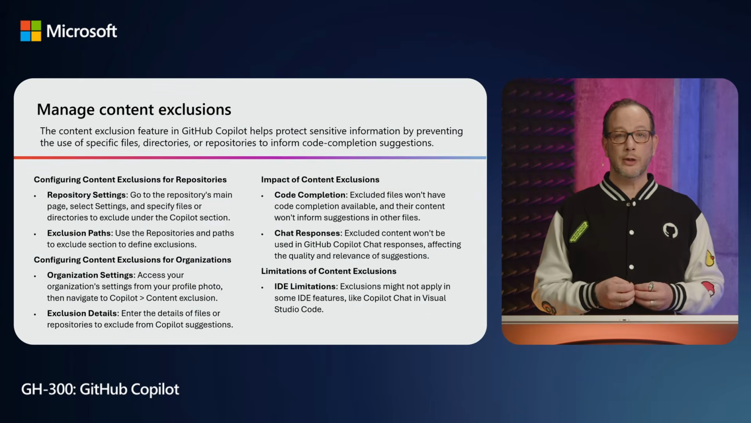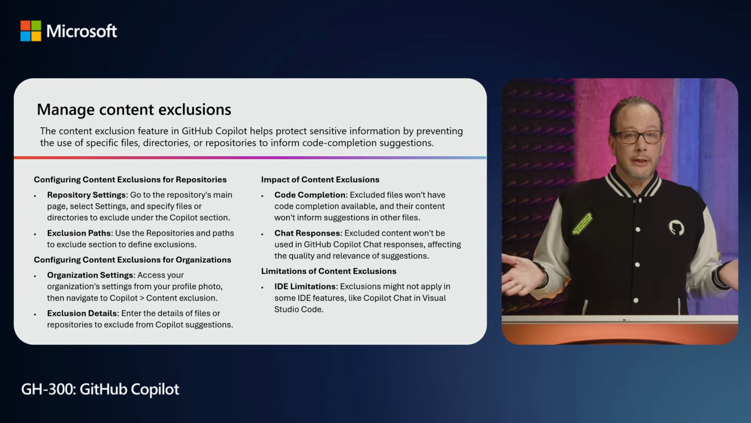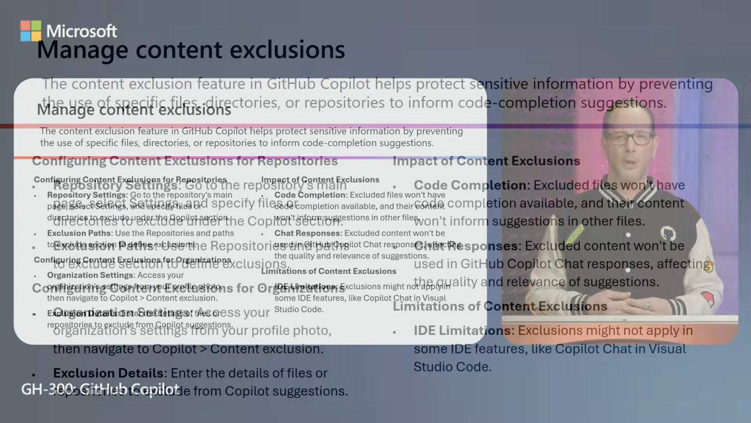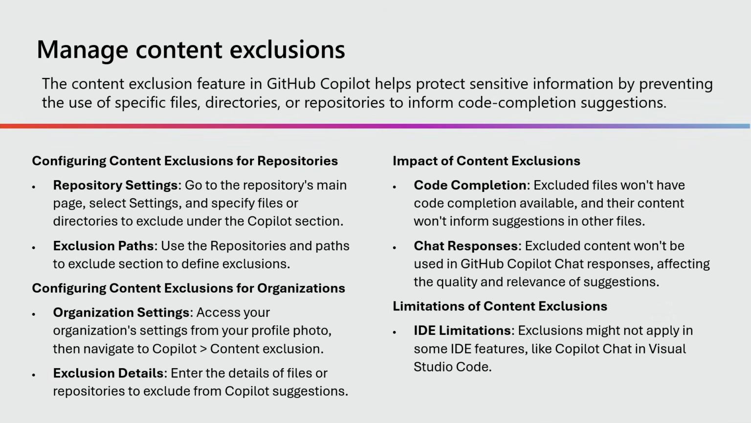But maybe we don't want it to interact with everything in the codebase repo. That's where content exclusions come in. Content exclusions in GitHub Copilot give organizations fine-grained control over what Copilot can and cannot learn from or reference. By excluding specific files, directories, or even entire repositories, teams can prevent sensitive or proprietary information from influencing code suggestions.